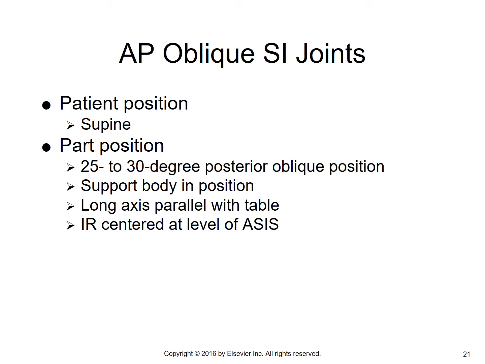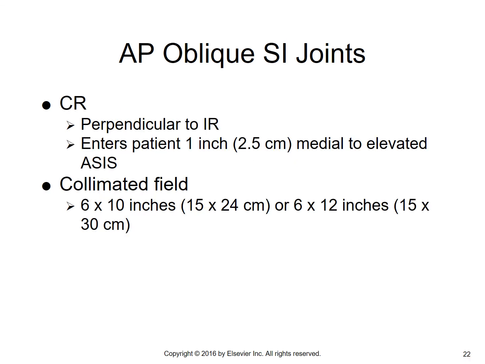Patient position is supine. We use a 25 to 30 degree posterior oblique position. Body is supported in position, long axis parallel with the table, and the IR is at the level of the ASIS. Central ray perpendicular, entering 1 inch medial to the elevated ASIS. So you palpate the ASIS and go over 1 inch medially. Collimated field, smaller field, 6 by 10 inches or 6 by 12 inches.